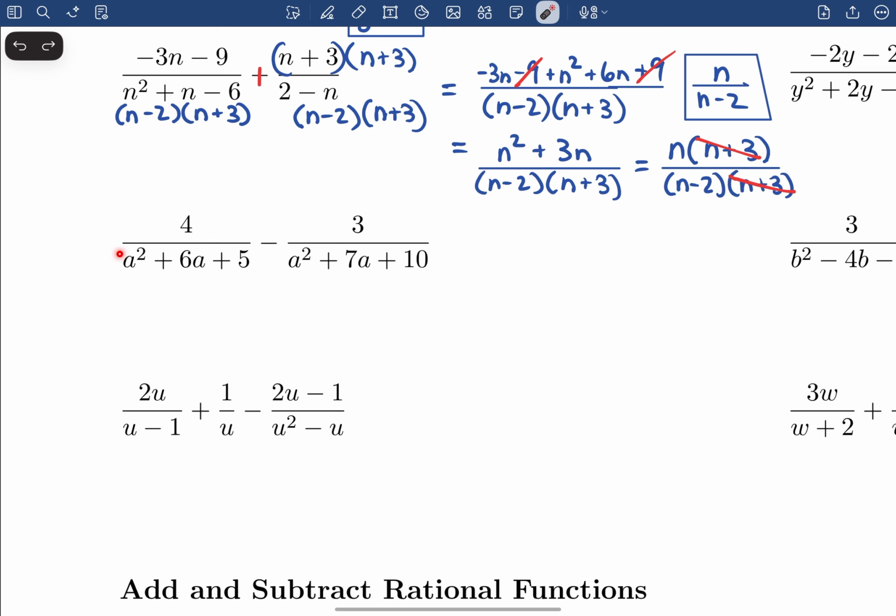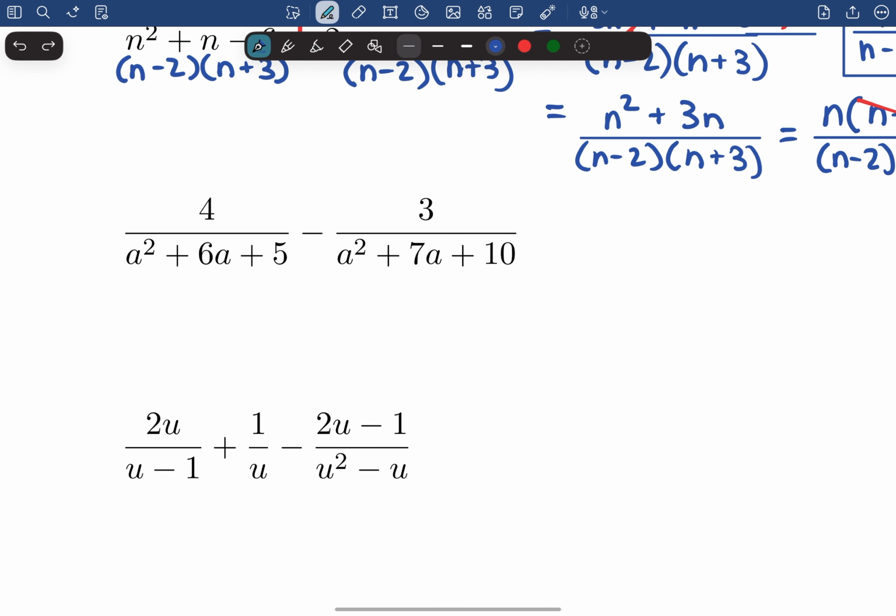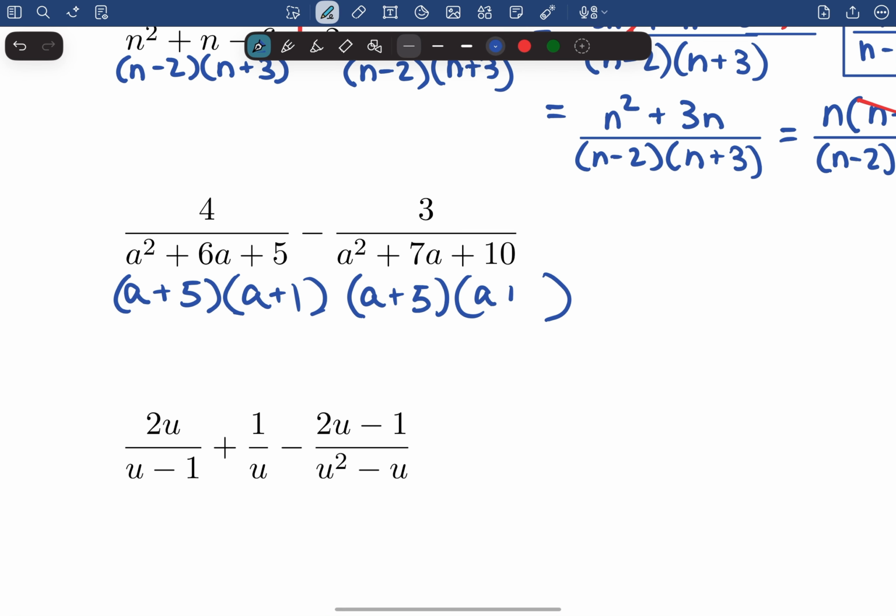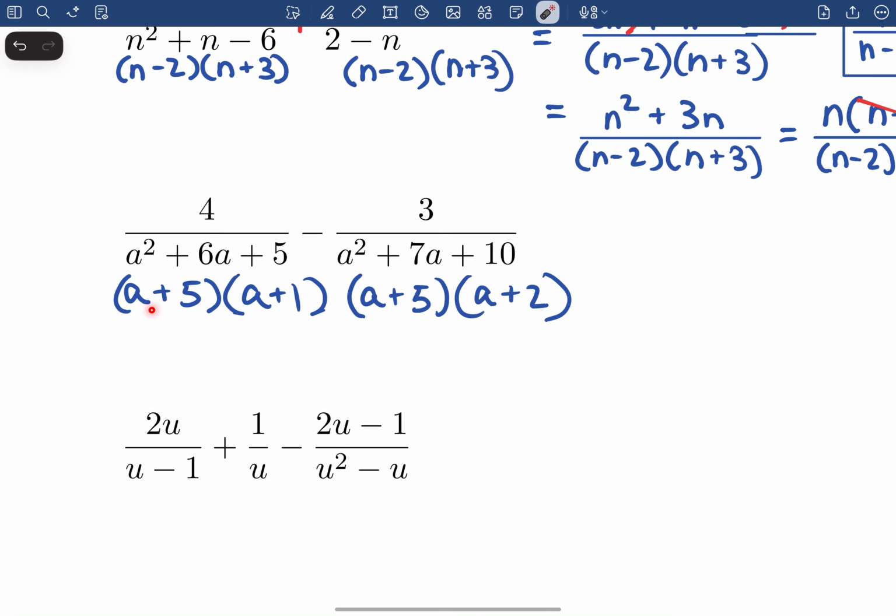Let's look at another example. This is 4 over this trinomial minus 3 over this trinomial. The trinomials are not the same, so let's factor both of them to see what factored pieces we're dealing with. And so I take this and I turn it into a plus 5 times a plus 1. And I take this and I turn it into a plus 5 times a plus 2. There we go.